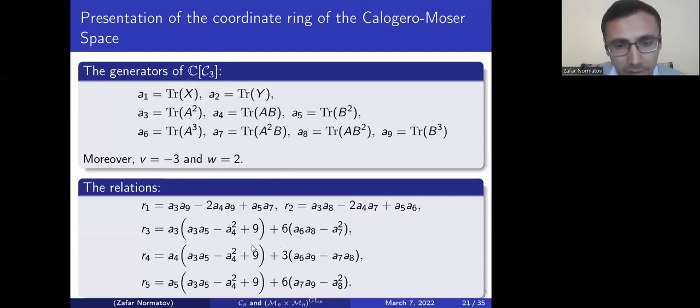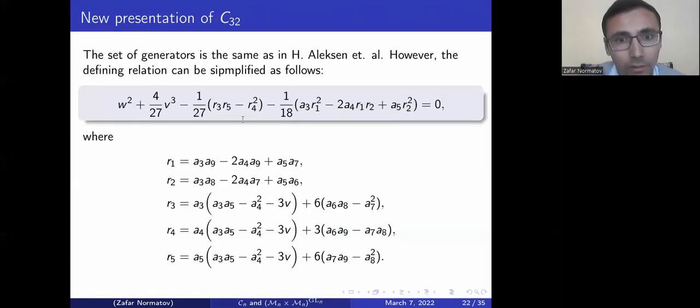By the motivation of these relations, the defining relations among the generators of C32 can be written as follows. Where we have the following 5 notations.